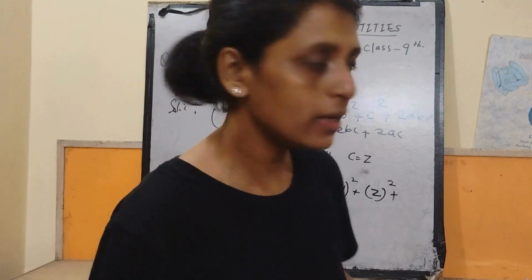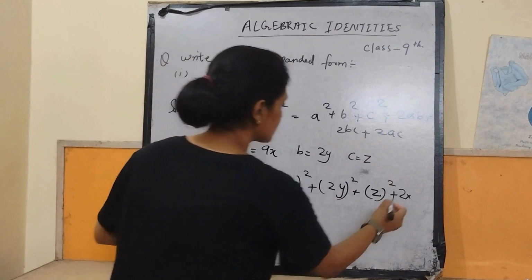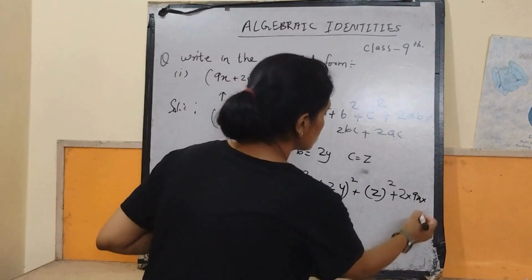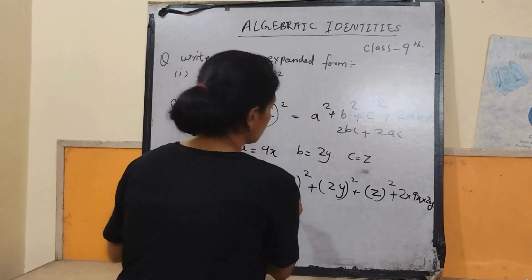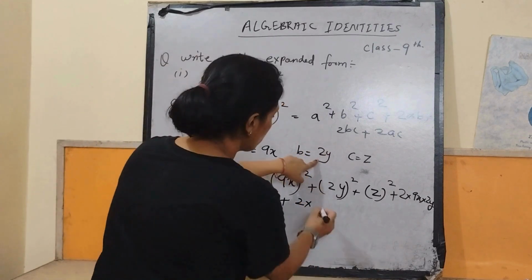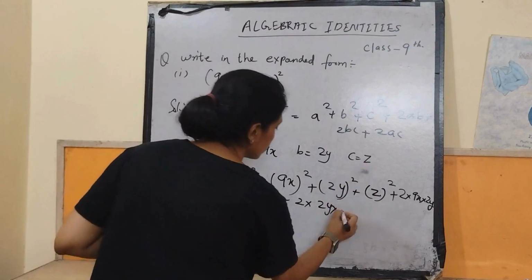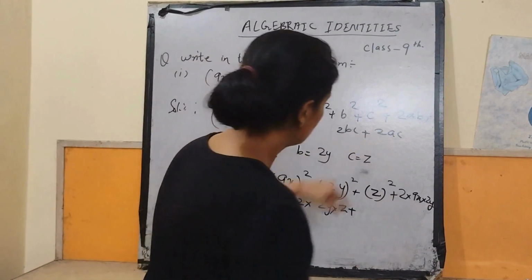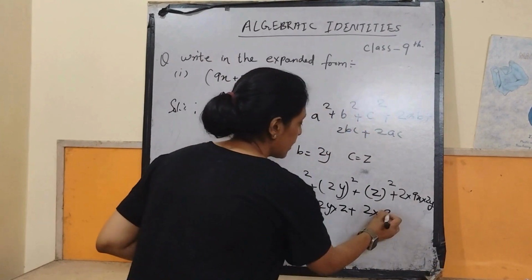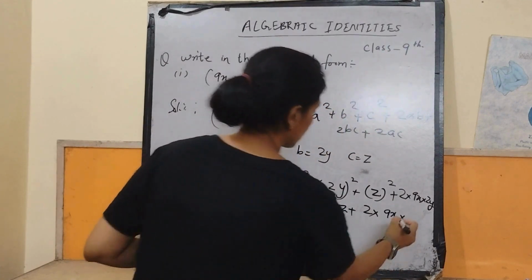Now it is 2ab. So here 2 into, in place of a we will put 9x, and in place of b we will put 2y. Plus 2bc means 2 into b is our 2y and c is our z. In place of this we will put plus 2 into a is our 9x, so 9x into, and in place of c we will put z.